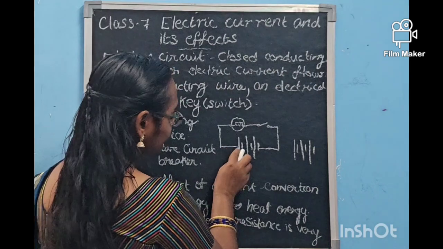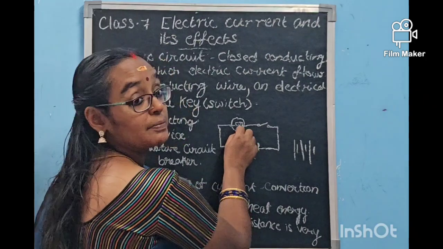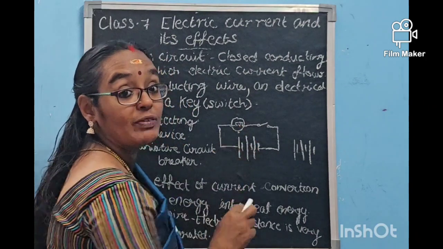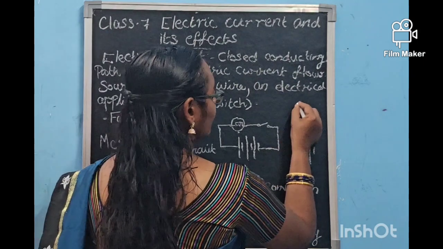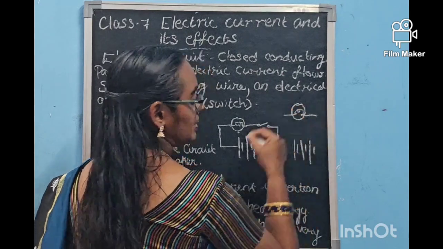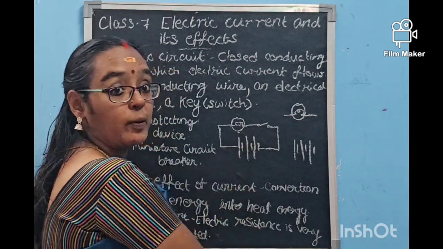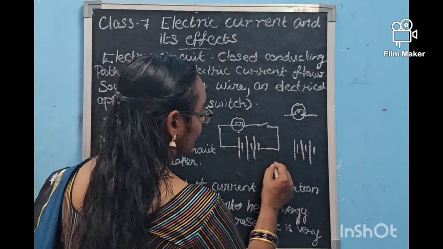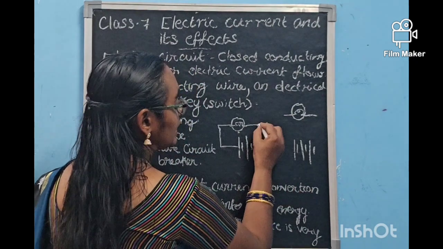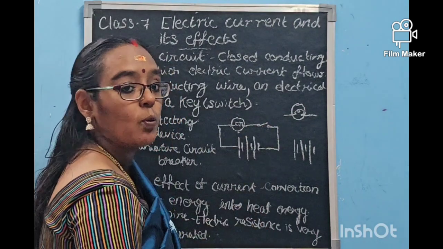And then a conducting wire will be there. And this is the symbol of the electric bulb, representing the filament. And there will be a switch. You all know about the working of a switch, isn't it? When the switch is on, what happens? There is a metal strip. This metallic strip will be joining. So what happens?